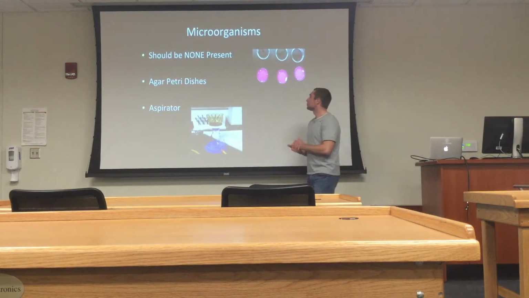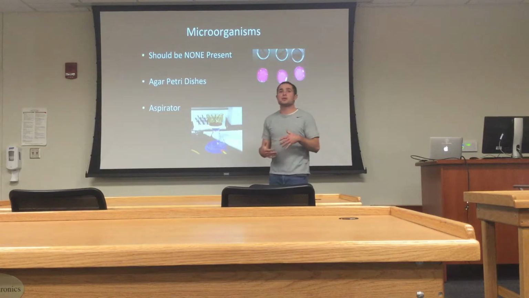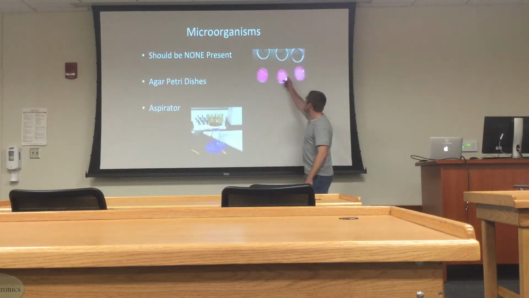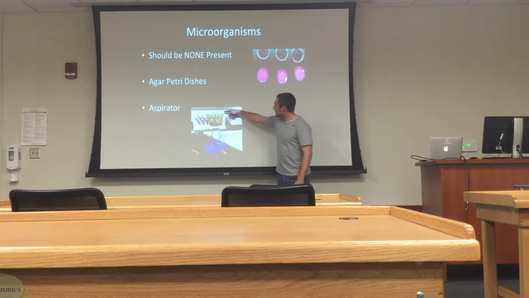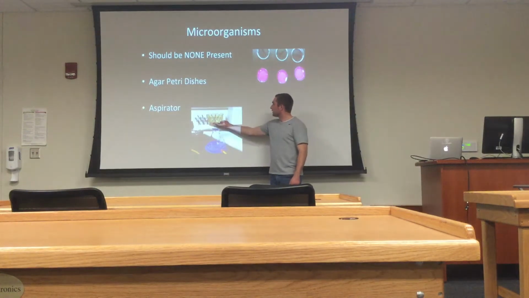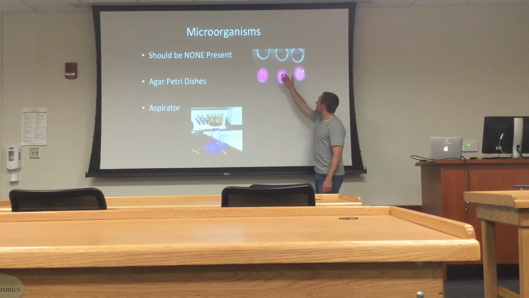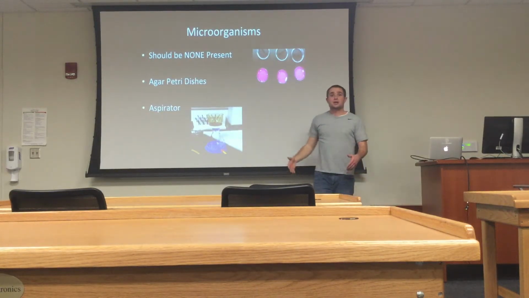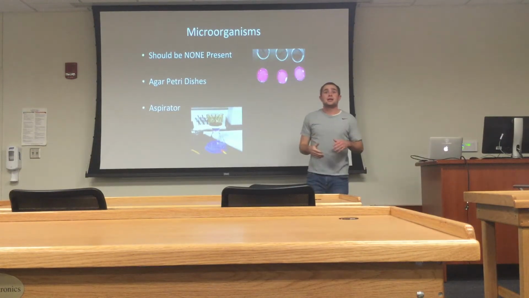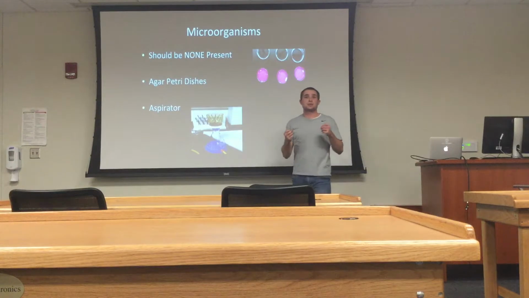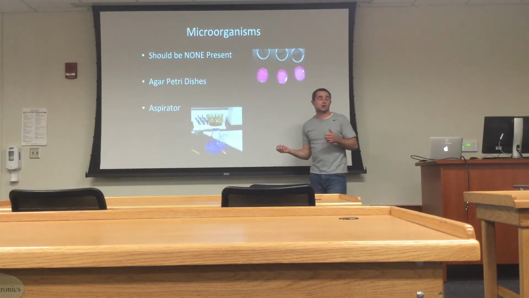Microorganisms, there should be none present. The way you test microorganisms is by using these agar petri dishes. And how this works is, this is an aspirator right here, and we place our water in this cup, and we put a filter here, and we let the water run down through this little paper filter, and then we'll place the paper filter in the agar petri dishes, and we'll let it incubate for 24 hours. And then the next day you look at it and you'll be able to see if there's any microorganisms present or not.